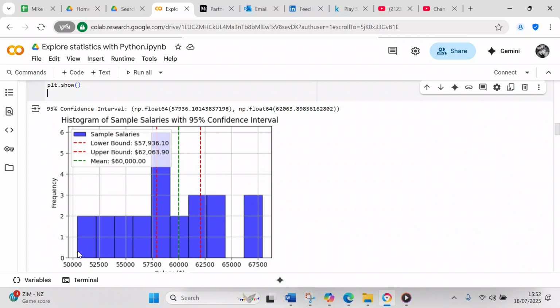Okay, so now we've got our histogram. You've got a histogram of sample salaries with 95% confidence interval. The blue rectangles are your sample salaries, and they range anywhere from over 50 to over 67 and a half. Your lower bound of your confidence interval is 57,936.10, and your upper bound of your confidence interval is 62,063.90, and your mean is 60,000.